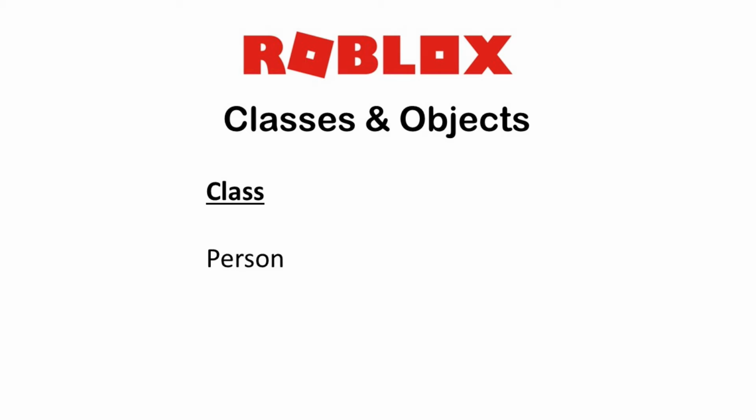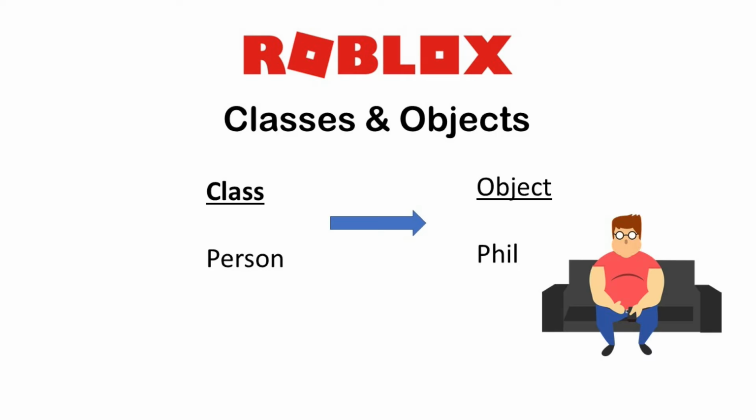In the real world, you could think of person as a class. You, me, everyone. We're all examples of the person class. If life was a video game, we'd all be instances or objects of the type person. So to get more specific with an example, let's look at Phil, an instance of our person class.